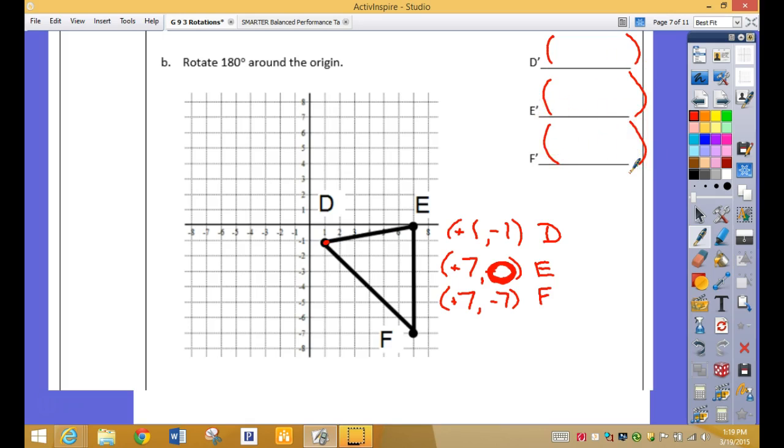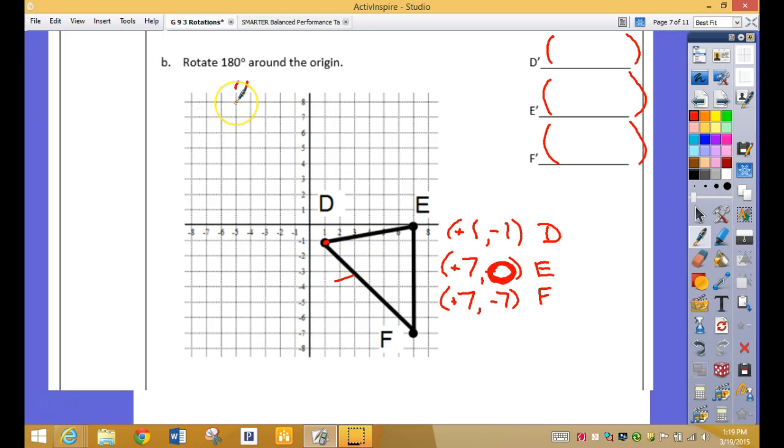Okay, I need to make my new points. What are my new prime points? Do I flip-flop on 180s? No. And what quadrant will this new image be in for a 180? Quadrant 1, 2, 3, or 4? 2. It'll be in quadrant 2, because this is 90, 180. It doesn't matter if it's counterclockwise or clockwise. You end up in quadrant 2 no matter what. So 180, it's always directly across from it.